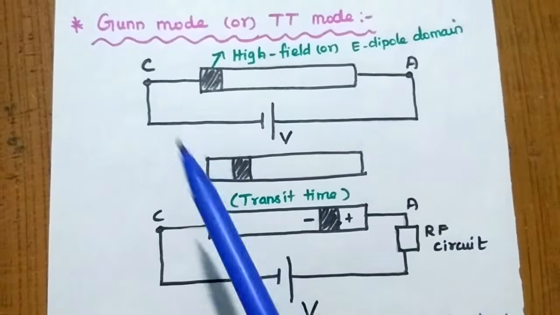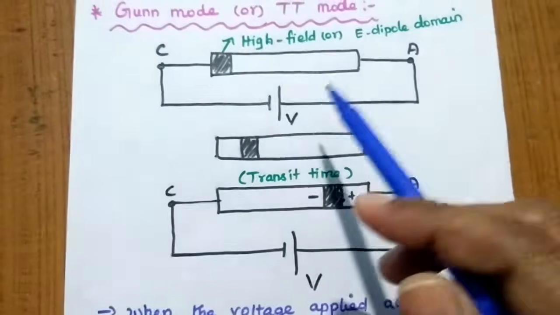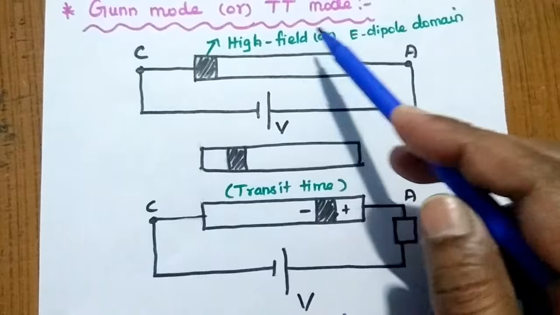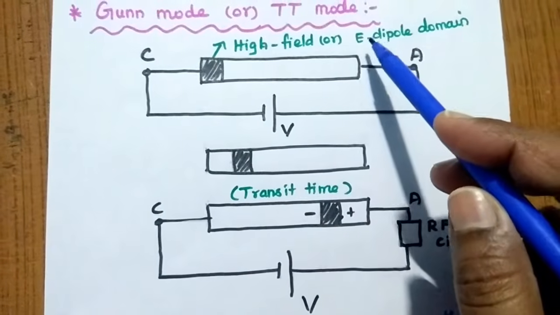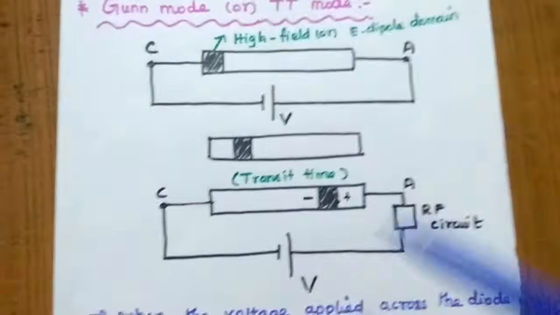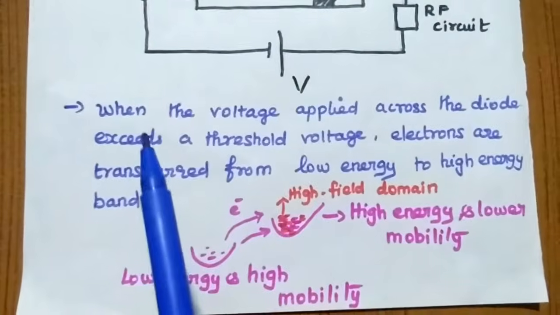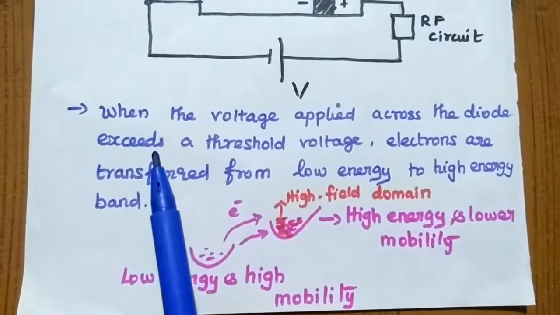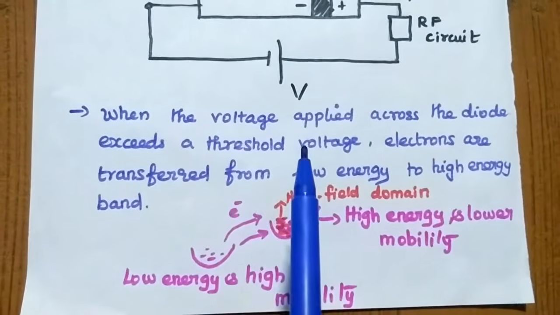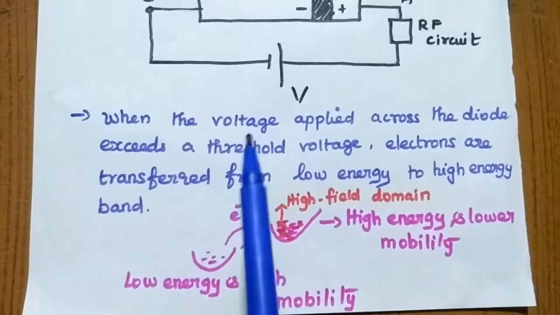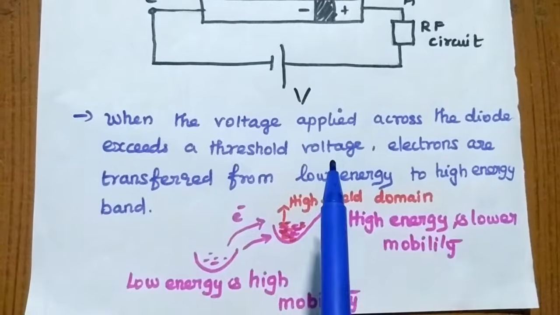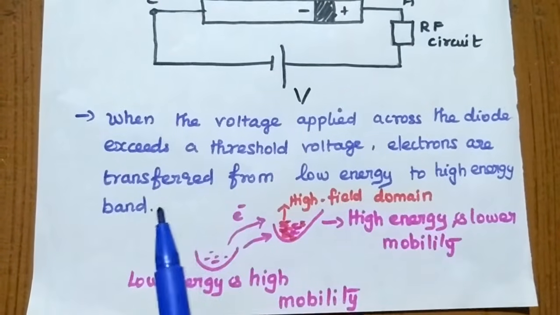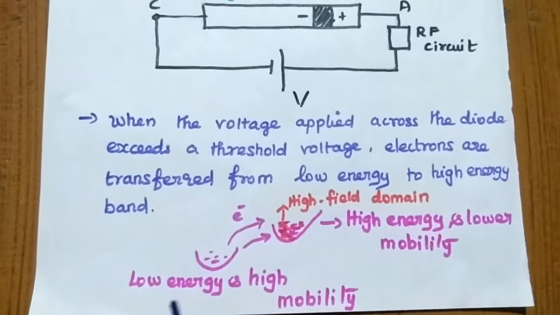So before going to analyze this diagram, we should understand what is meant by high field domain or electric dipole domain. So let's see this first. So when the voltage applied across the diode exceeds a threshold voltage, correct, whenever the voltage is greater than the threshold voltage, electrons are transferred from low energy to high energy band in the conduction band, right?